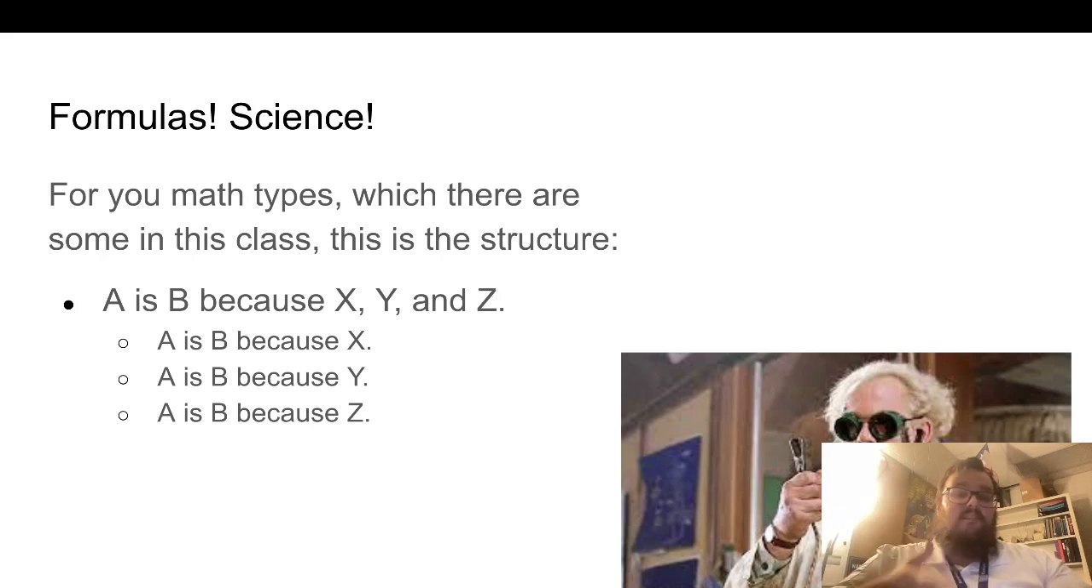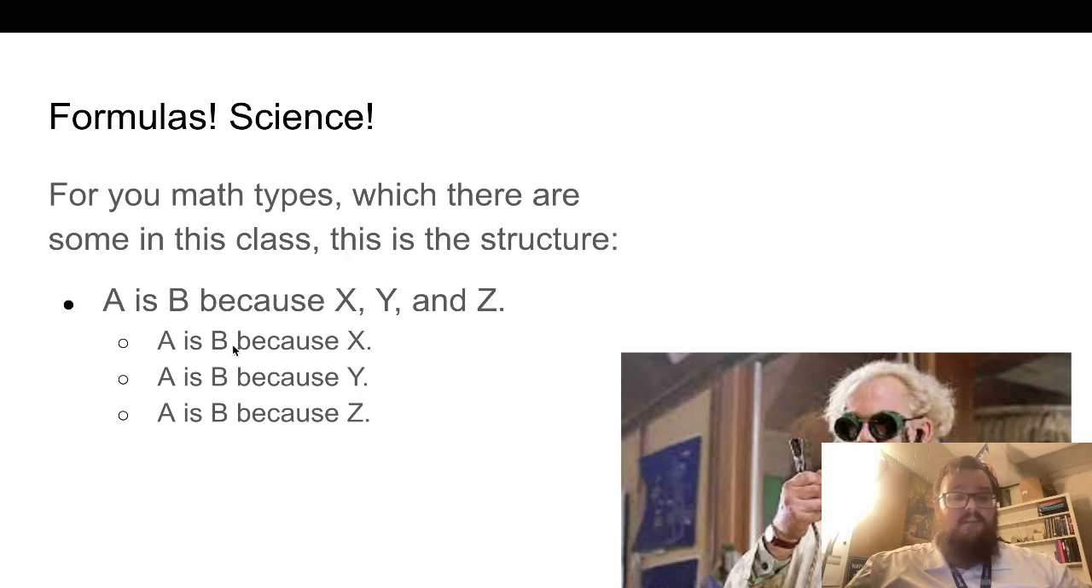Basically, every claim you're going to make is that something is something. It could be something is true, something is false, I like something, I don't like something, X is better than Y, B is better than C, things like that. To simplify this, I represent it here with these letters: A is B because X, Y, and Z. This is your thesis statement.